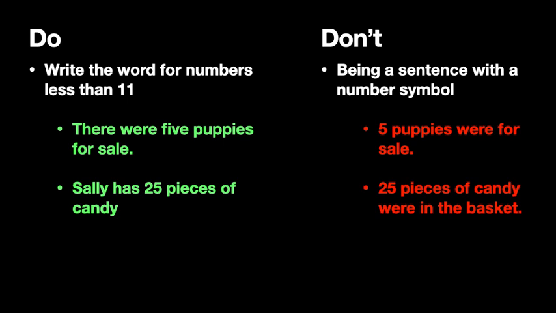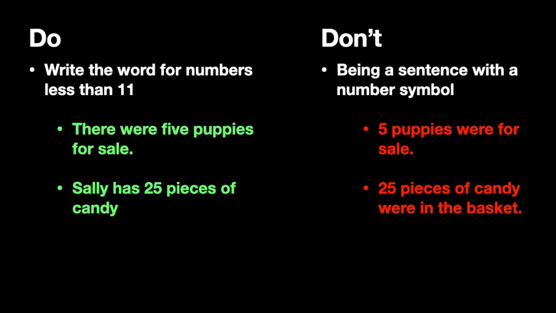Now, there are different styles. Some styles say less than 100, but you'll always be correct, at least if you start with numbers less than 11. So here's an example. There were five puppies for sale, and Sally has 25 pieces of candy. So those are two sentences that would represent formal language.